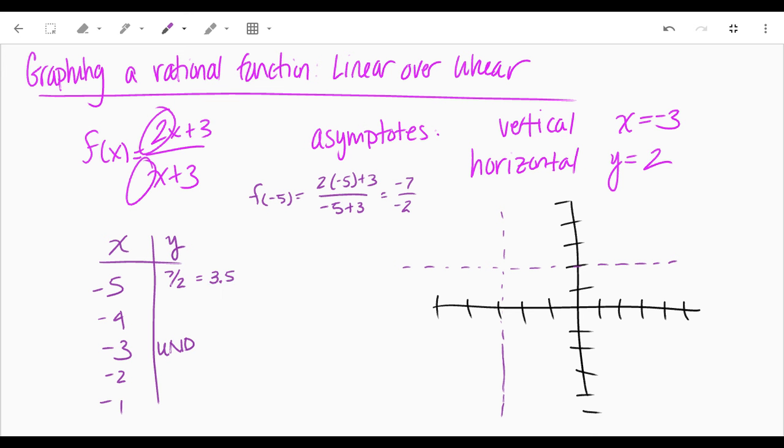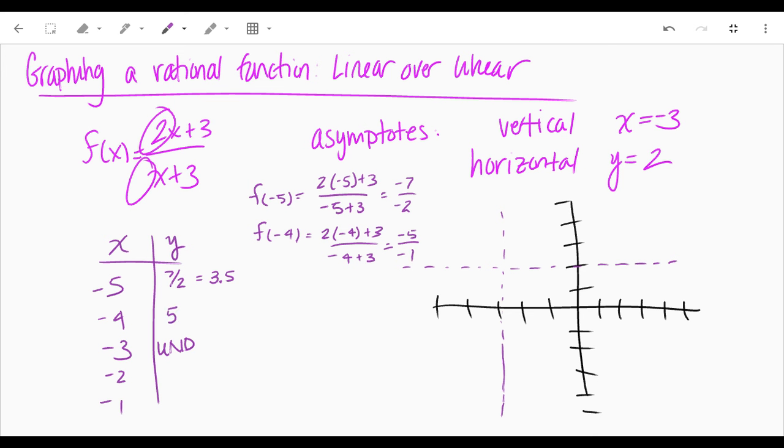Okay, f of -4 then will be (2 times -4 plus 3) over (-4 plus 3). So that will be -8 plus 3, which is -5, over -4 plus 3, which is -1, which is going to be 5.